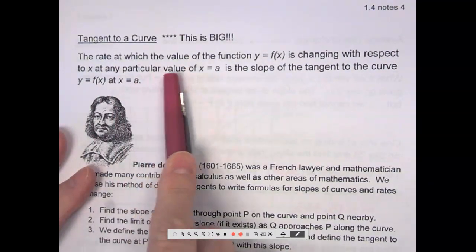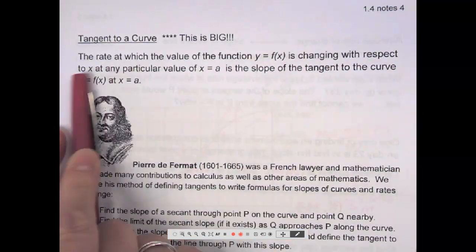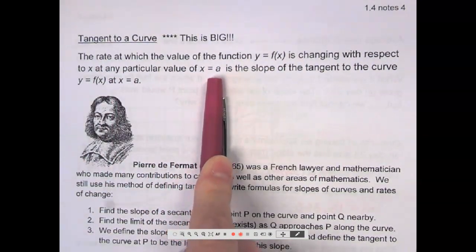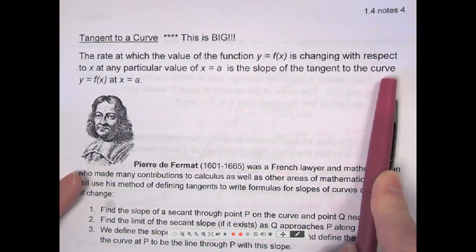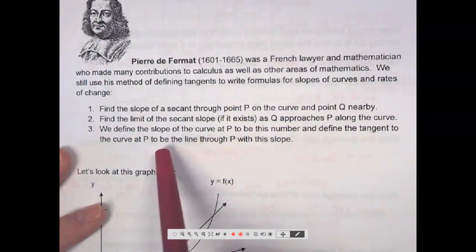He said the rate at which the value of the function y equals f of x is changing with respect to x at any particular value of x equals some number, it is the slope of the tangent to the curve at that point of tangency. Okay, so he said, all right, this is how you do it.